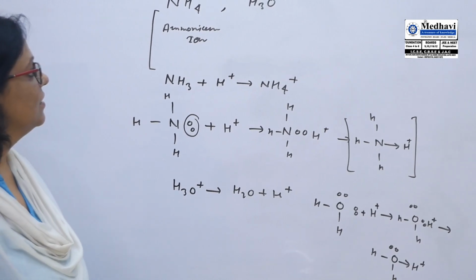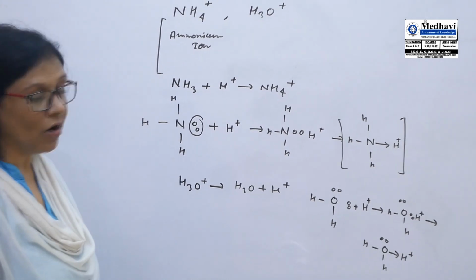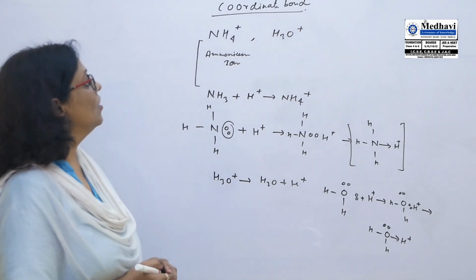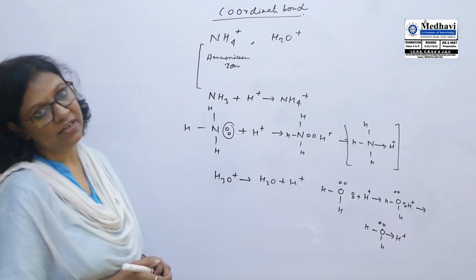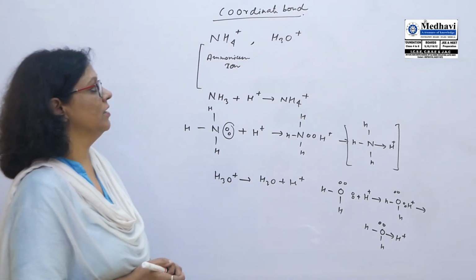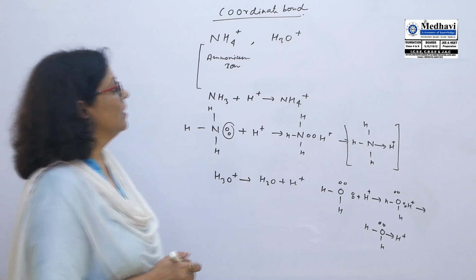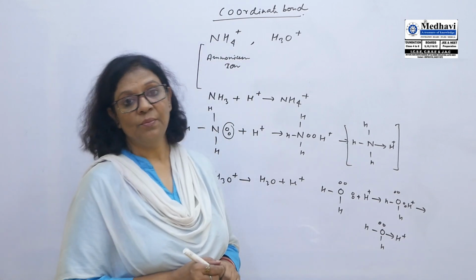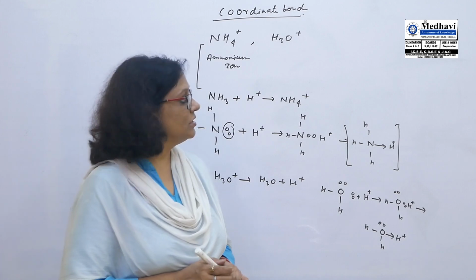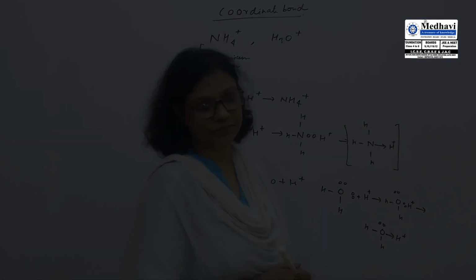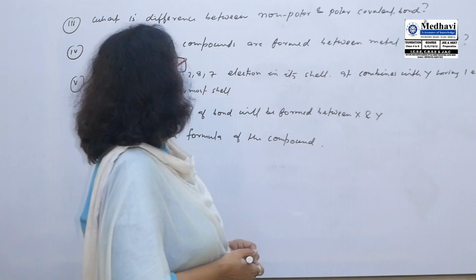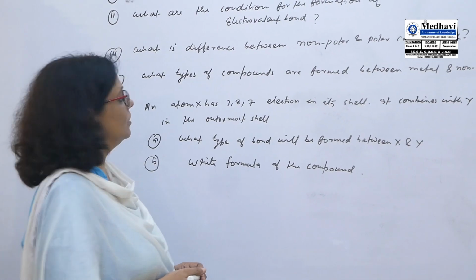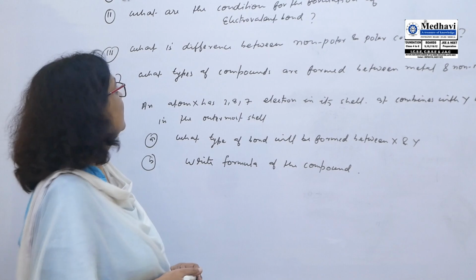So the types of bond are: first, the electrovalent bond; second, the covalent bond; and third, the coordinate bond. And now I will give some questions based on this concept. These are the questions based on the concept that I have given.